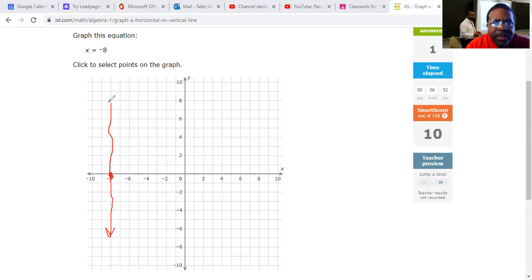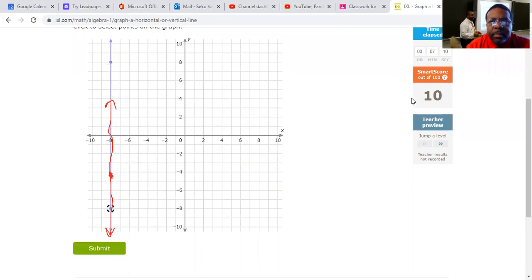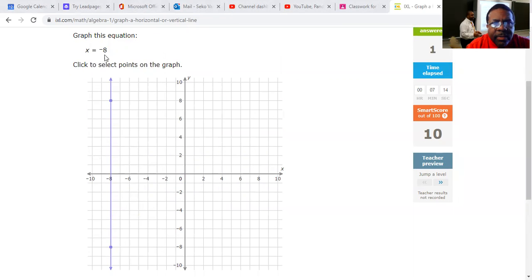If you were doing this on your paper, this would give you exactly what you're looking for. Since we're using IXL, we're going to put a dot here, and another dot here, and another dot here. So now we have x equals -8. There's -8 on the x line, and we have a vertical line going up and down.